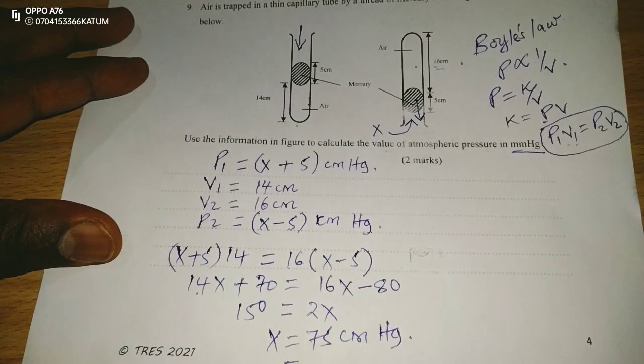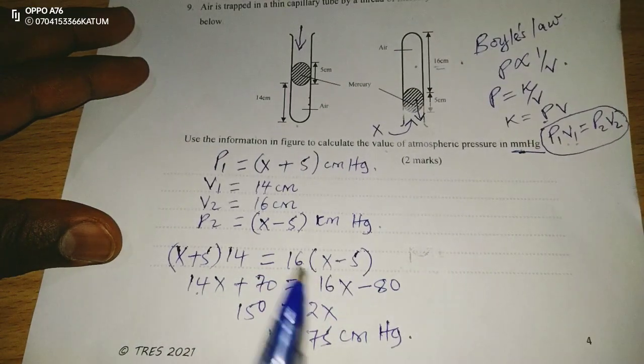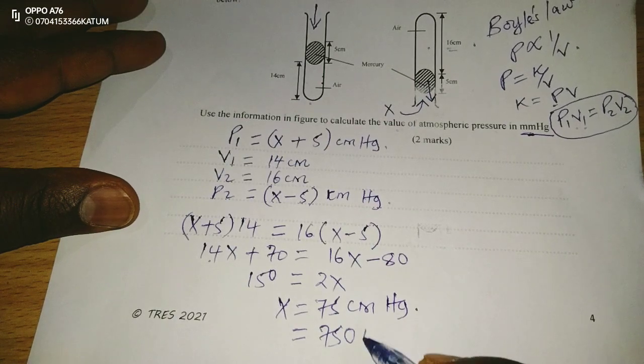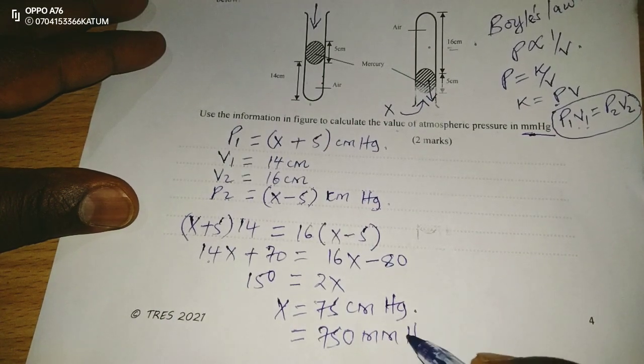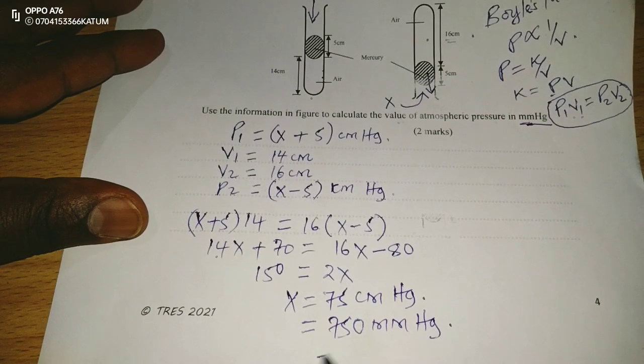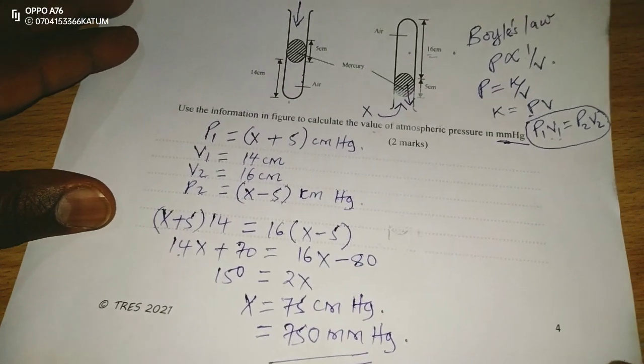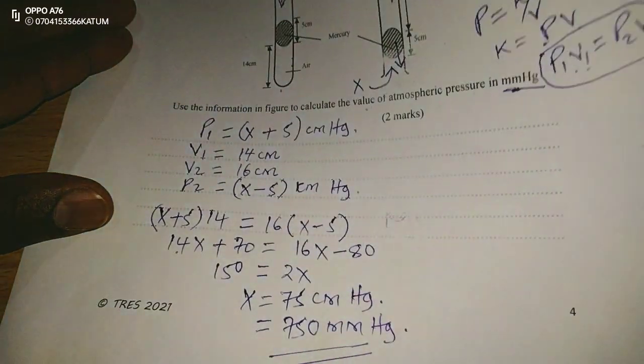But now it can be converted to the units asked for here, millimeters of mercury. This will be 750 millimeters of mercury. So that is the pressure.